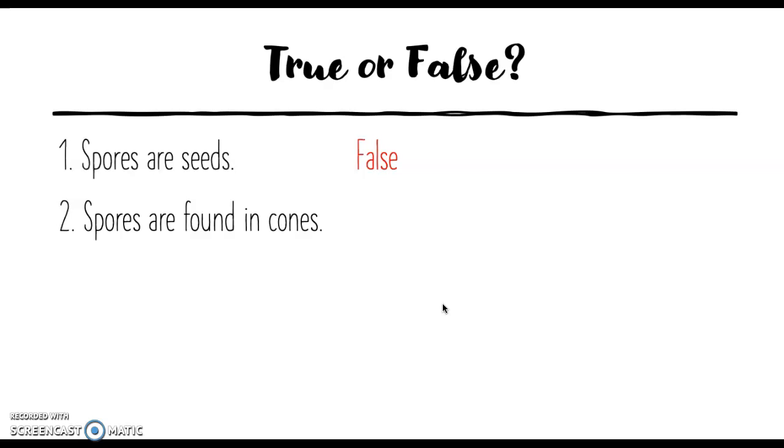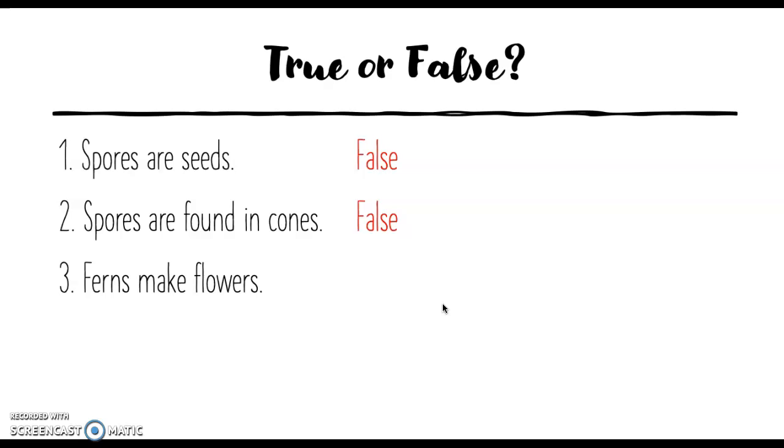Number two, spores are found in cones. Think about that. False. Spores and cones are found in two different kinds of plants. They will never be together on the same plant.